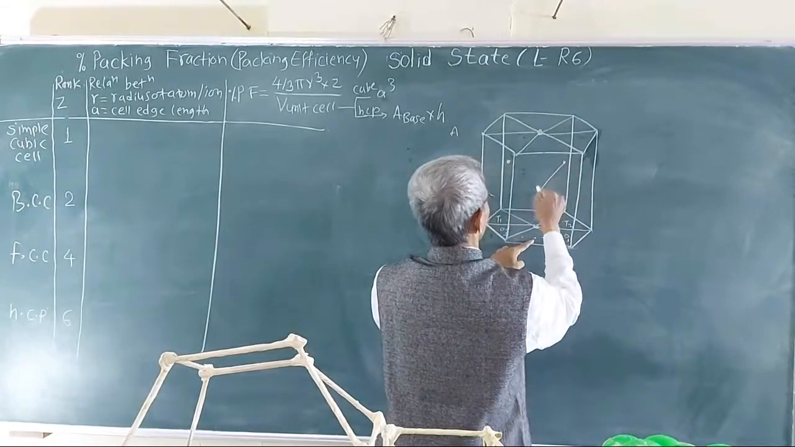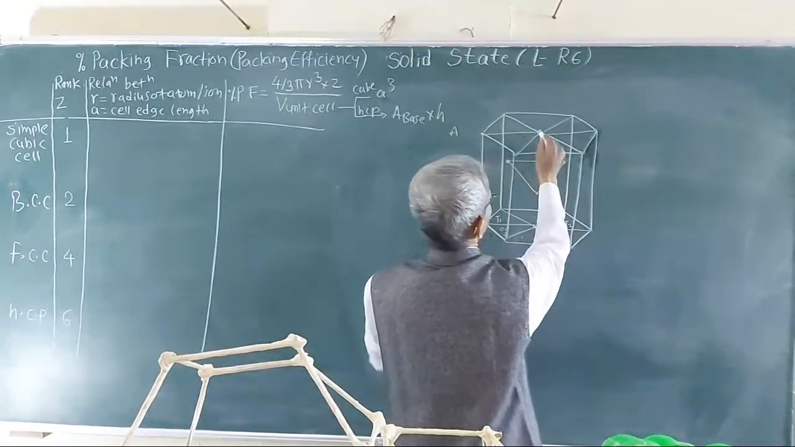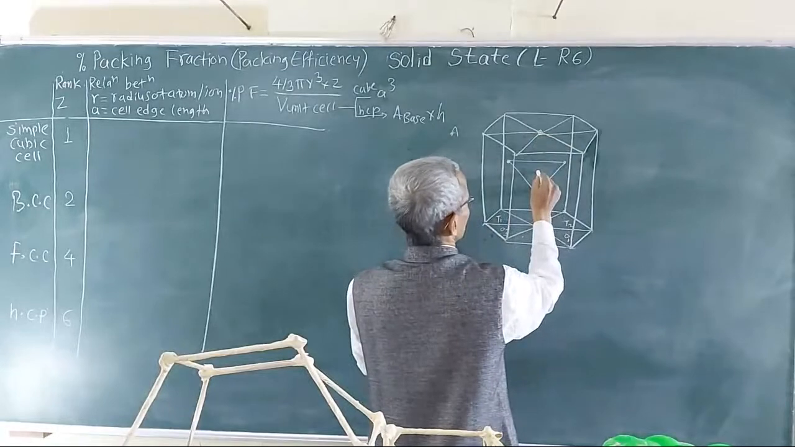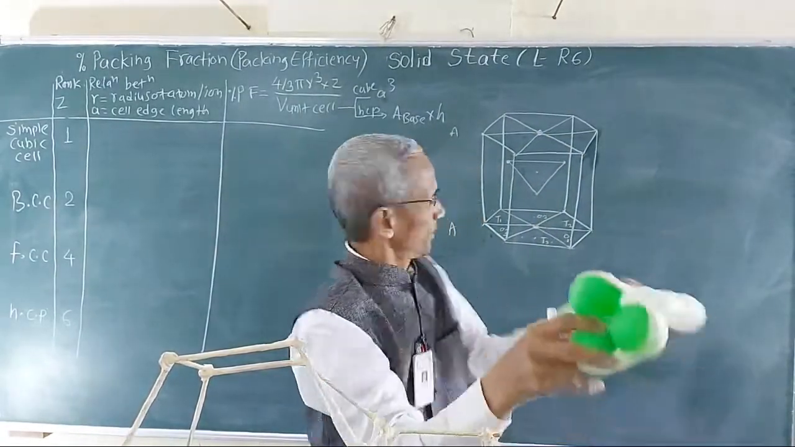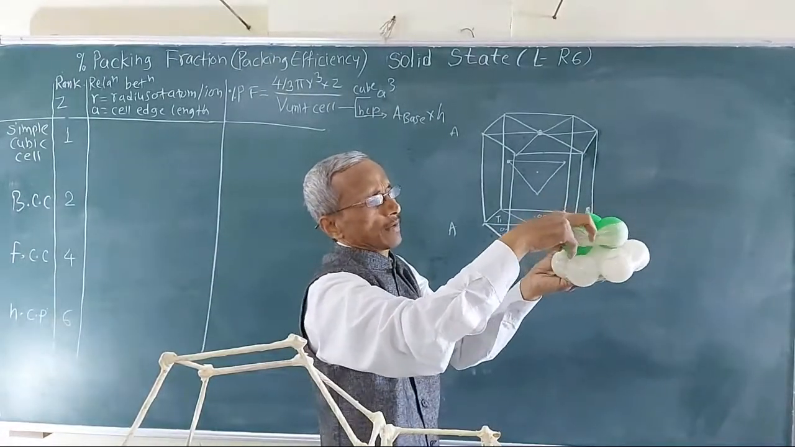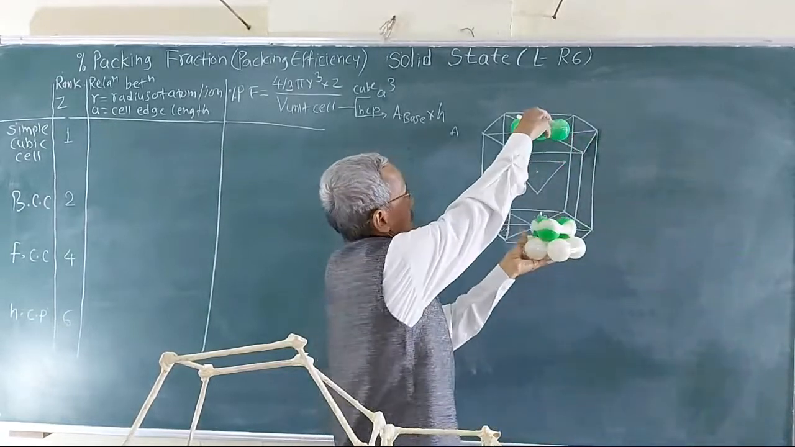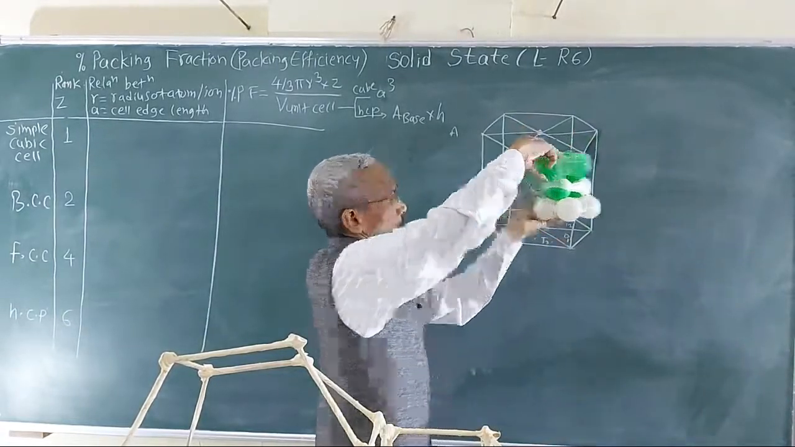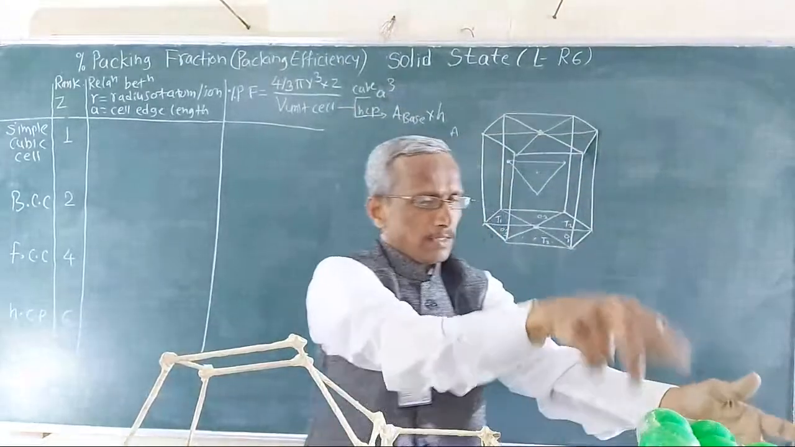One can join here also, forming a triangle like this. Now here, this is the center of this pipe. This is the bottom, and this is the height, the third layer like this.